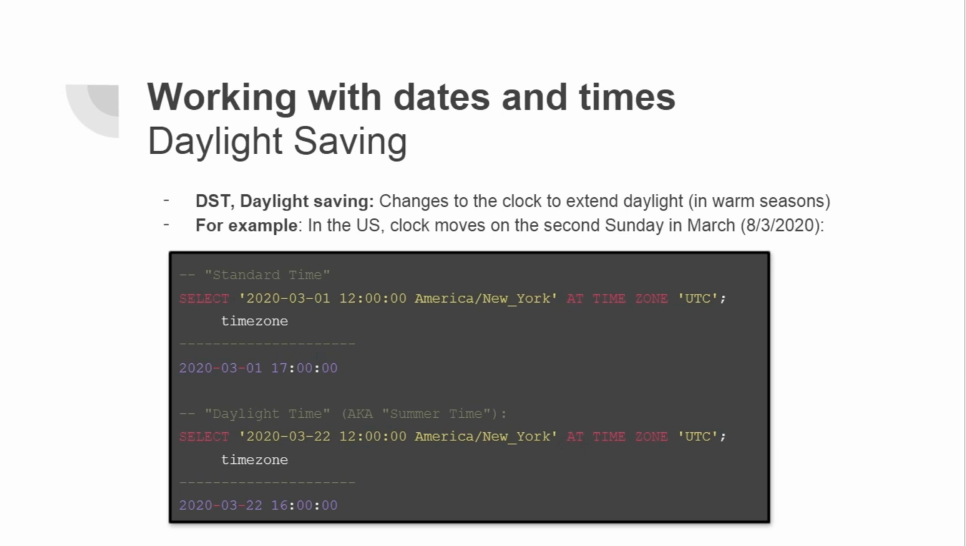You can see that if we convert the same time, for example, the 1st of March at noon, according to New York time, to UTC, we get 5 p.m. And if we do it 2 weeks after, we get 4 p.m. Okay, so this is caused by daylight saving, which will change on the 8th.